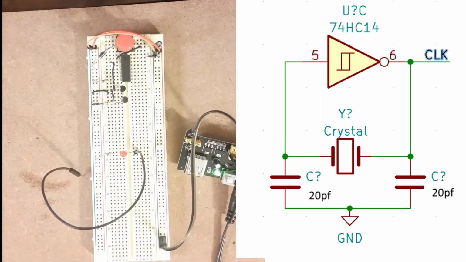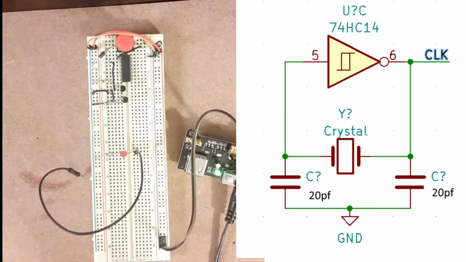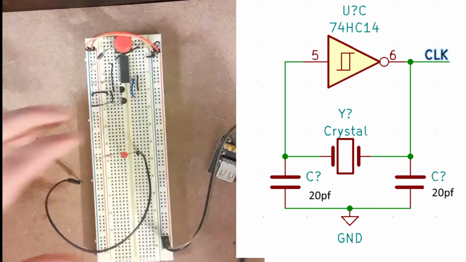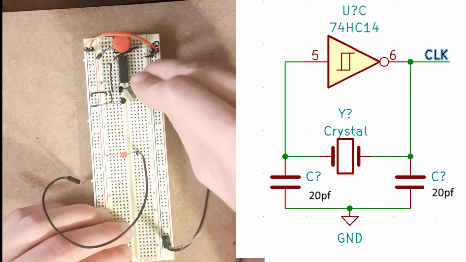Next is the clock circuit, for which I will use a 12 MHz resonator. Using a pair of 20 picofarad capacitors and one of the Schmitt trigger inverters, I can create an oscillator with this resonator.